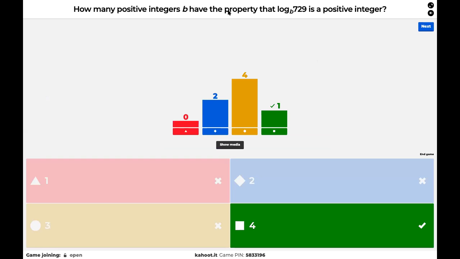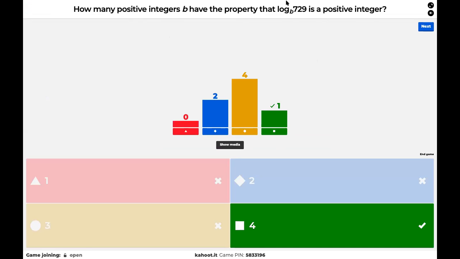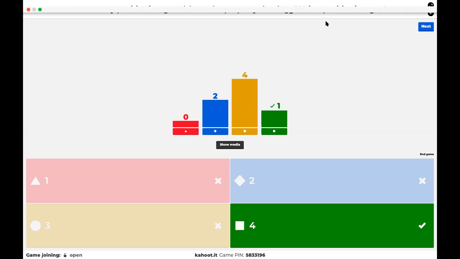Okay, just curious, what numbers did you guys get? So the numbers that should work are 1, 3, no, not 1, sorry. 3, 9, 27, and 729.